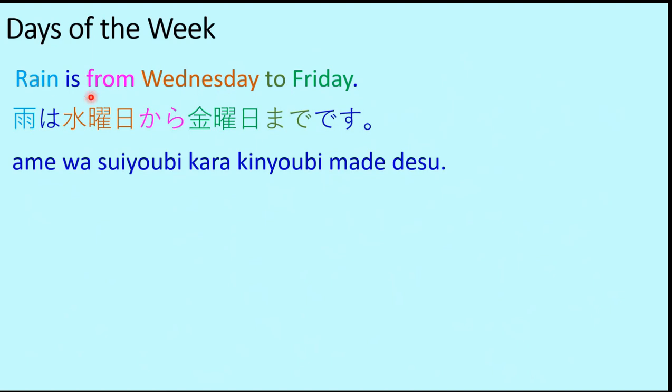So each of these words in English has been translated into Japanese. You can match the colors here. That's why different colors have been used for different words, to represent it very clearly. Rain is from Wednesday to Friday: ame wa suiyobi kara kinyobi made desu. We have already learned each of these: kara, made, wa, ame, everything in earlier lessons. So this is just an application of all those previously learned things in the context of days of the week. Ame wa suiyobi kara kinyobi made desu.